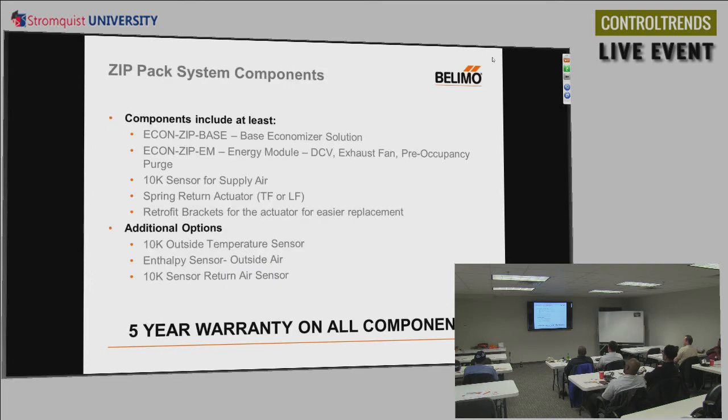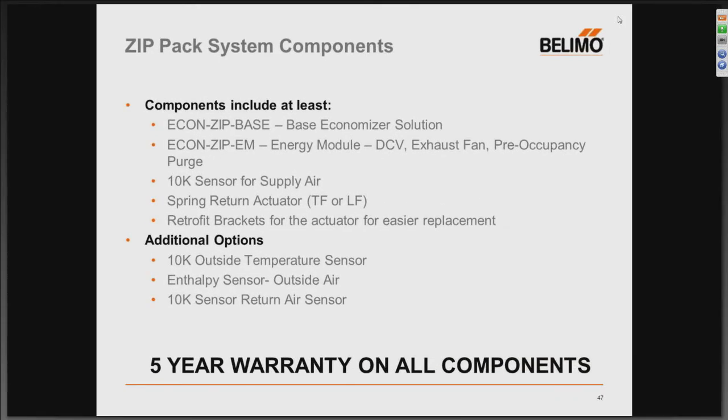Now, what we've also done is we realized that there are many times that you would like everything you need in one box, easy, ready to go. So what we've done is we've created these zip packs, which is basically a box set of everything you would need to retrofit the economizer, including the base unit, that energy module I spoke about earlier, which includes demand control ventilation, exhaust fan, pre-occupancy purge, as well as remote potentiometer.